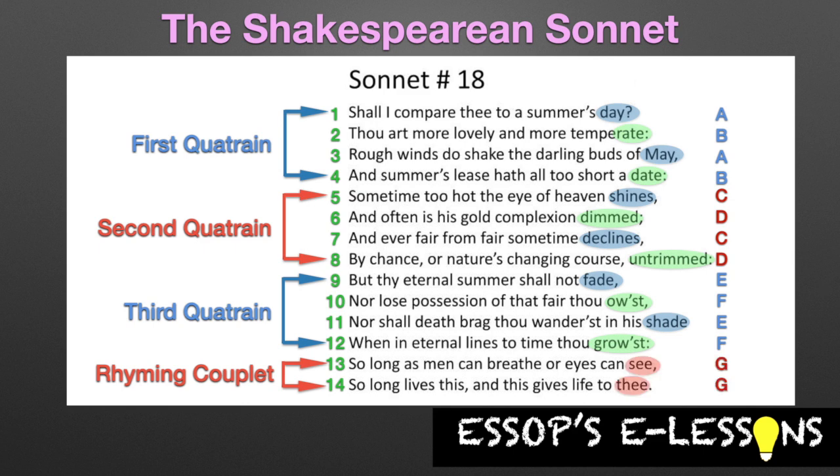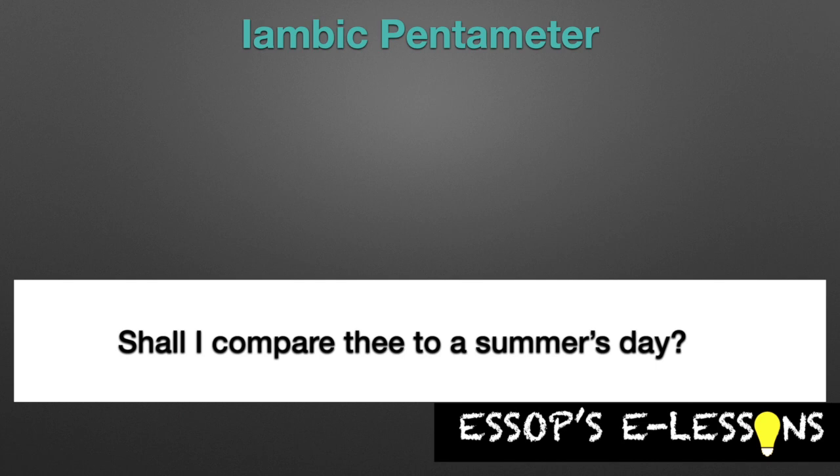For the Petrarchan sonnet, we said that the volta was between the octave and sestet, and for the Shakespearean sonnet, we see the volta usually occurs before the rhyming couplet. Another characteristic of Shakespearean sonnets is that it is phrased in iambic pentameter. But what does that mean?